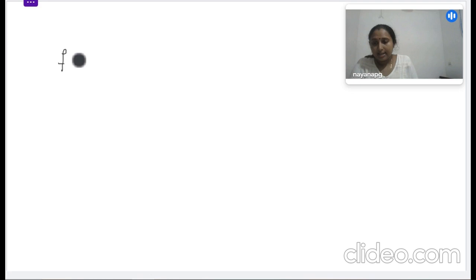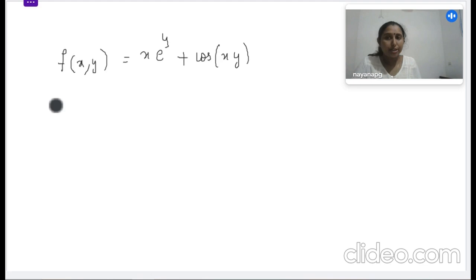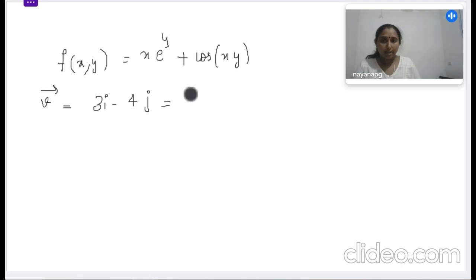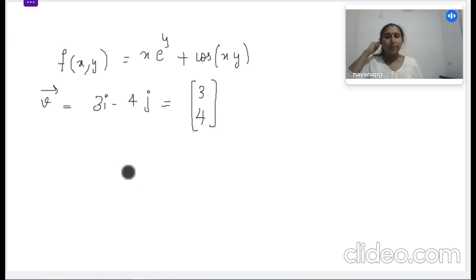Let this be the function, and we need to find the directional derivative of this function in the direction of vector v, that is 3i negative 4j. Let this be the vector v. Either we could write it like this, or we'll write it in vector form like this, (3, -4). Okay, this is the direction.